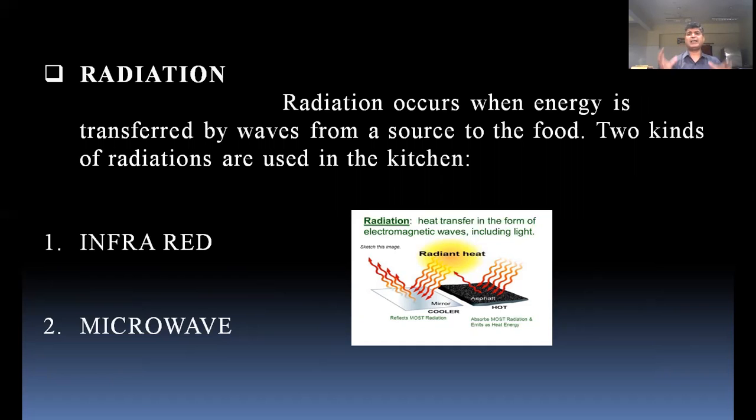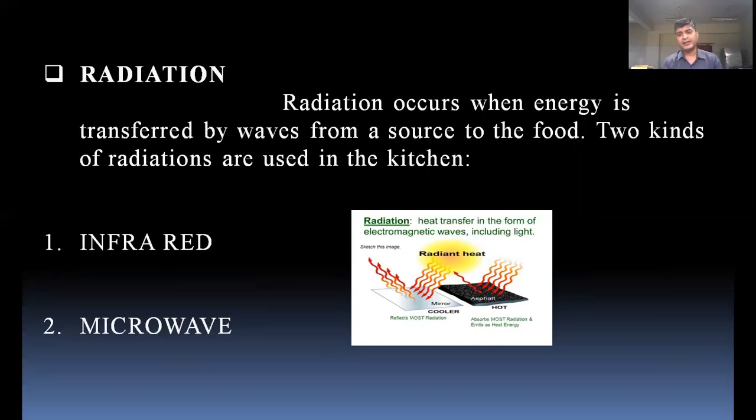Now, this is basically cooking through waves. In conduction, it was cooking from one hot body to another hot body. In convection, it was either with air or with steam. And radiation is cooking with waves. It is cooked in two ways: one is infrared, another one is microwave.